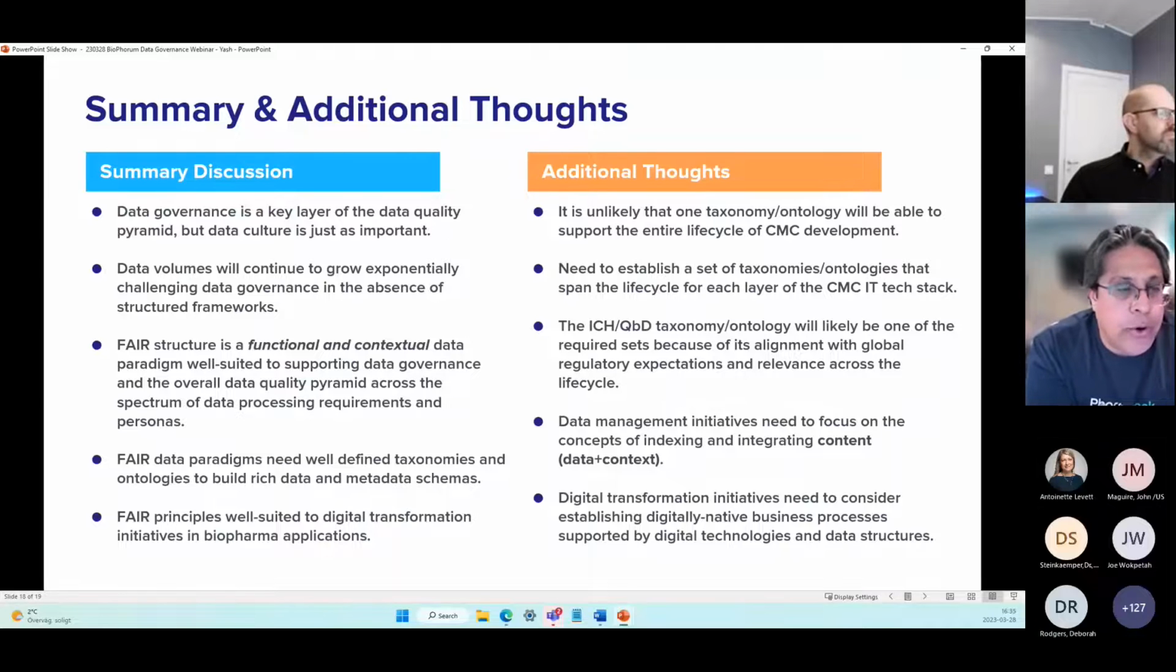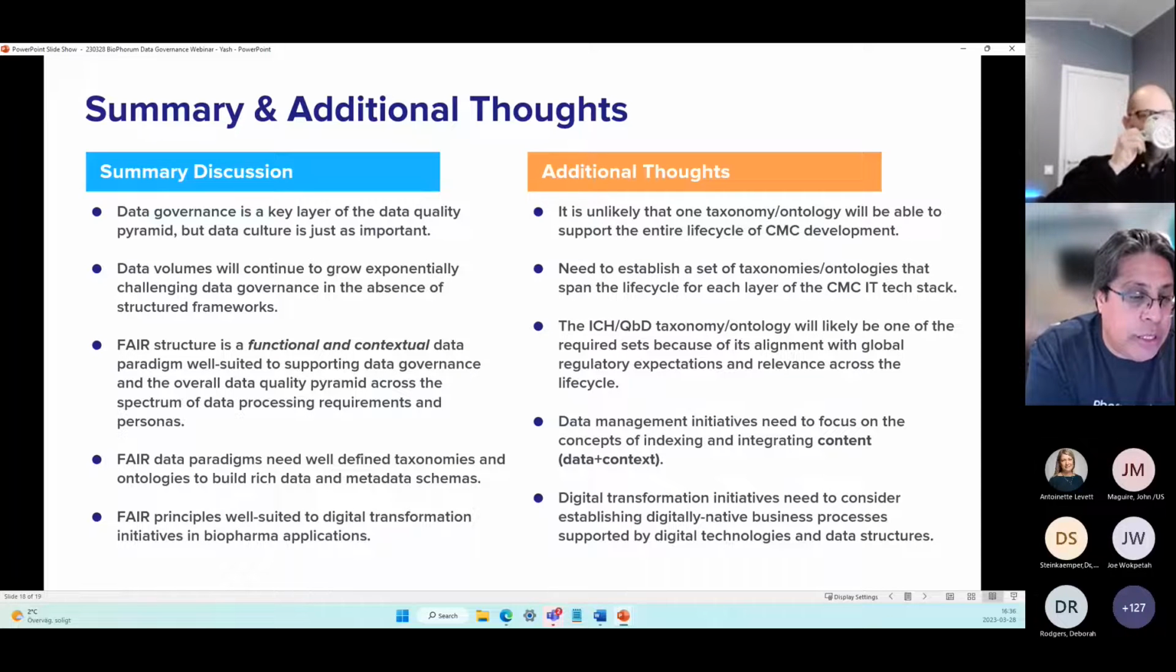So we've gone through a discussion around data governance, why it is a key layer of the data quality pyramid, but also recognizing that the data culture foundational layer below it is going to be just as important, and that really needs to be considered as you think about building some of these capabilities within your organization. Data volumes are going to continue to grow exponentially, and that's going to continue to challenge data governance in the absence of structured frameworks. So it's really not a question of if, but a question of when you're going to head in that direction as an organization.